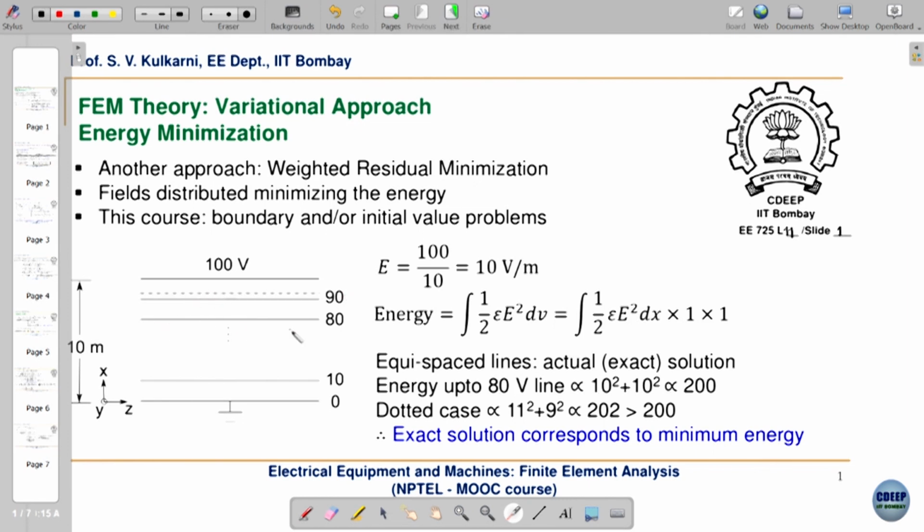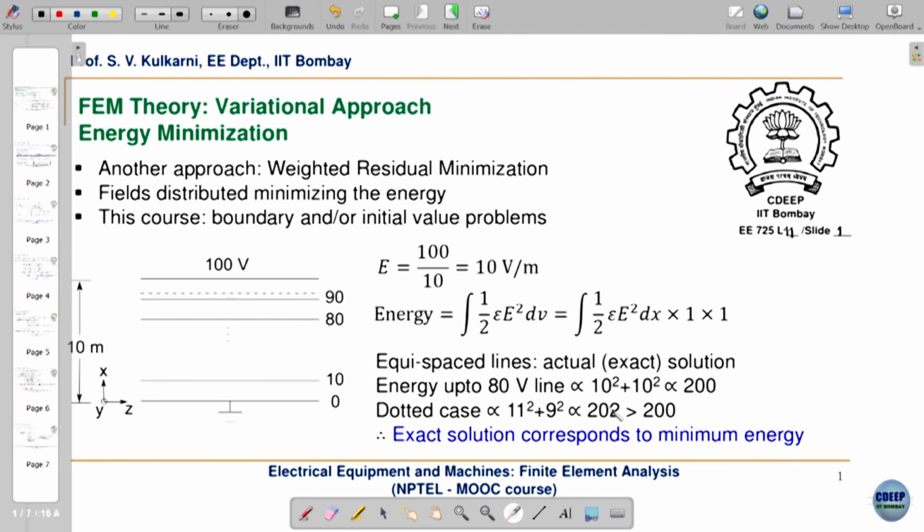And you know, the solution is not an equispaced line, but one of the lines is above the actual solution. But then what you will see is the energy, only if you consider energy in this region up to this 80 volts line. In the previous case, when it is the exact solution, the energy will be proportional to 10 square plus 10 square, because E was 10, is it not? 10 volts per meter. So E square, 10 square plus 10 square, that will be proportional to 200.